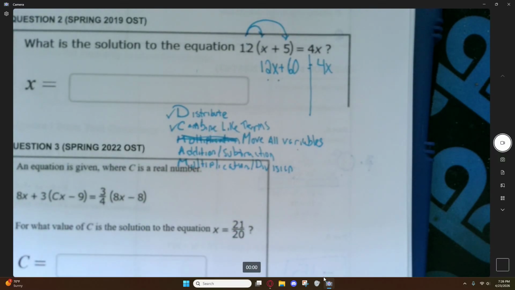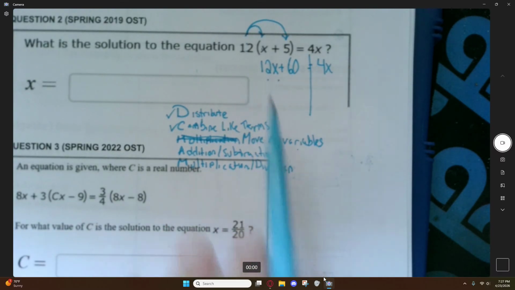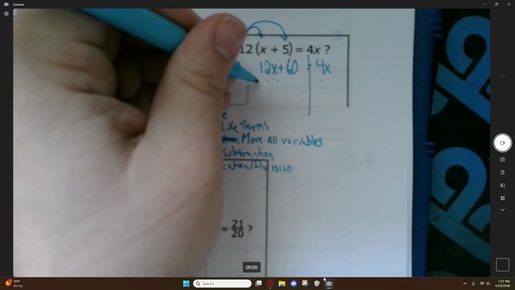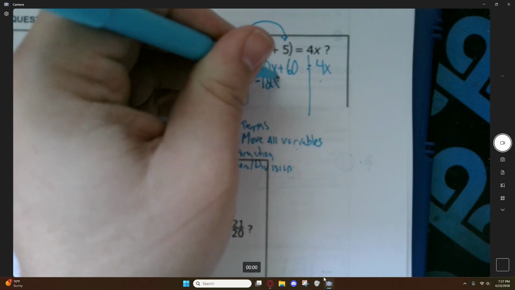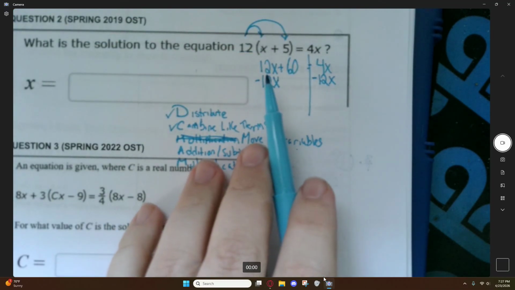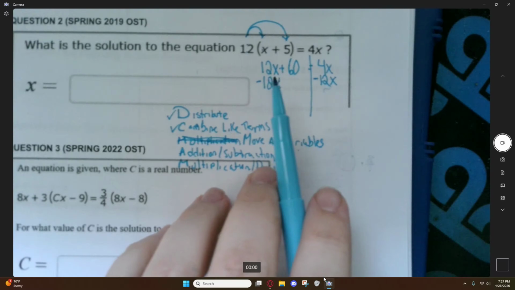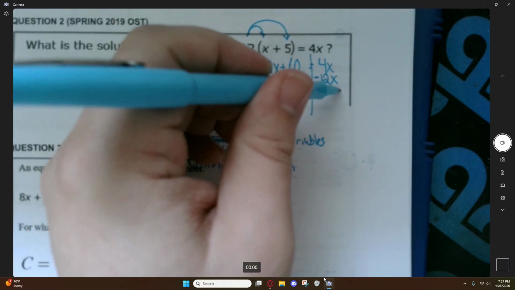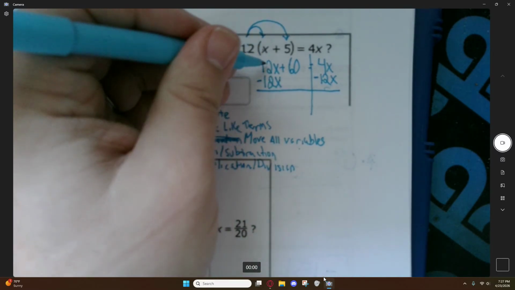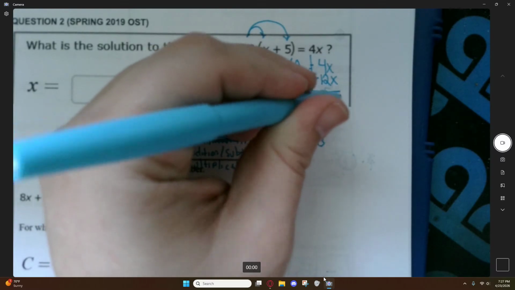Move all variables to one side of the equal sign. Typically I like to move the smaller of the two. However, if I move this 4x, that wouldn't leave me with anything on this side. So I'm going to move the 12x. Remember, if you want to move something to the other side of the equal sign, you need to do the opposite of what you're doing, and what you do to one side, you have to do to the other. Since this is positive 12x, I'm going to subtract 12x from both sides. That is the addition property of equality. 12x minus 12x is 0. So that leaves us with 60 equals negative 8x.